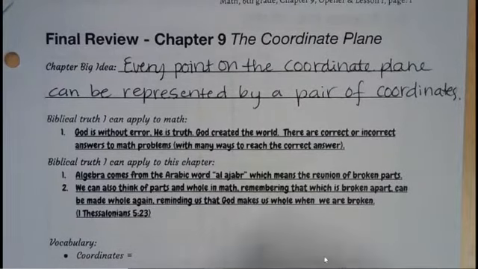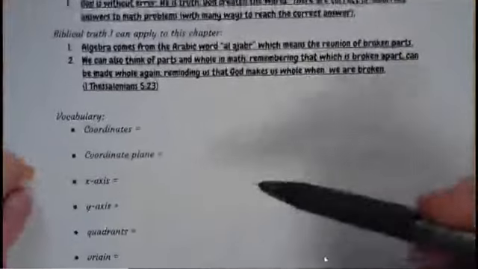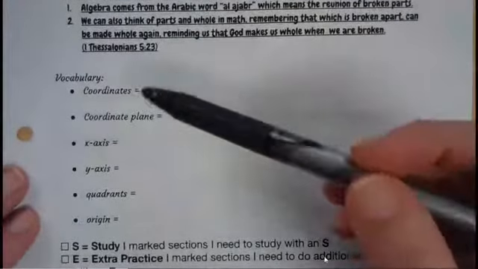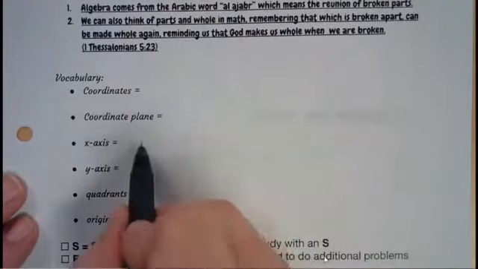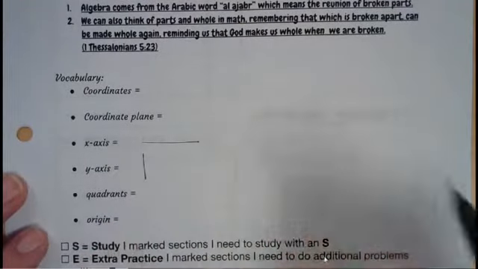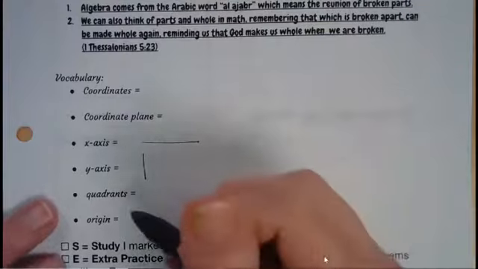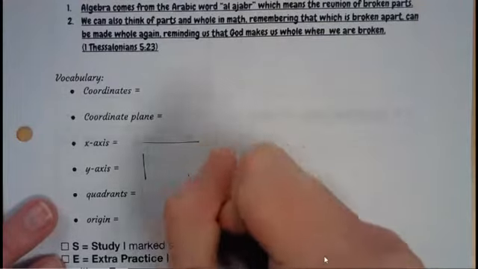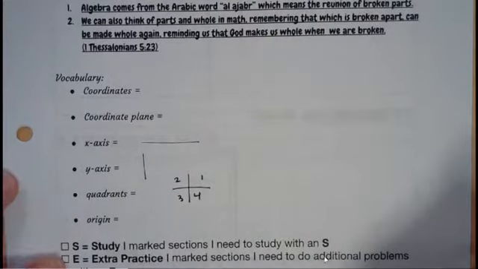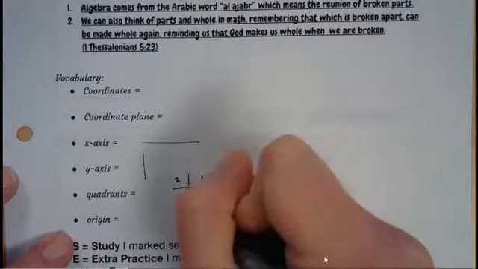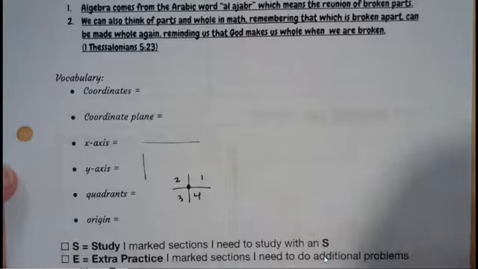The vocabulary that you should review from this chapter before your final would be coordinates, coordinate plane, x-axis, which goes horizontally, y-axis, which goes vertically, quadrants. So you have quadrant 1, 2, 3, and 4. And then origin, which is the point (0, 0). So make sure you're marking things with S, E, or check.